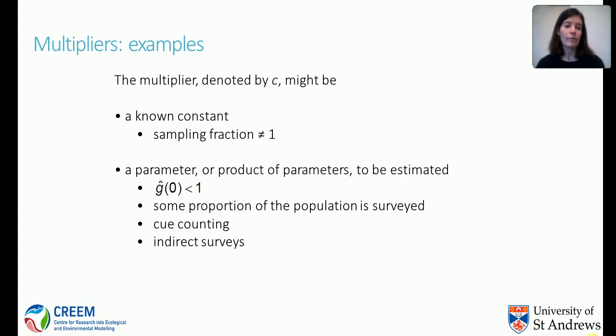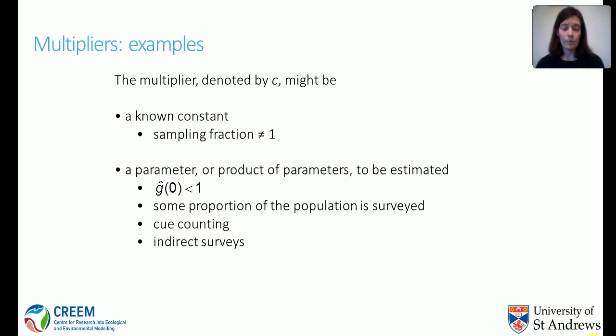There are many forms of multipliers, and if we denote them generally by the letter c, we could have a multiplier that is a known constant, such as if the sampling fraction was not equal to 1. An example might be if we have a point transect and we've not been able to survey all of the point transect, but we know that we surveyed 3/4 of the circle, then we know the sampling fraction. Or the multiplier might be a parameter or a product of parameters that is estimated. As discussed, we could have some estimate for g0 being less than 1. We could have an estimate of the proportion of the population being surveyed, and we'll come on to some examples of that. If it's cue counting, we'll need an estimate of the cue rate.